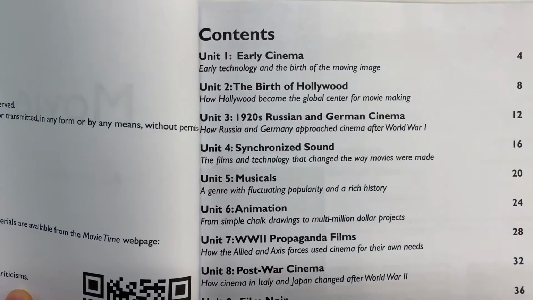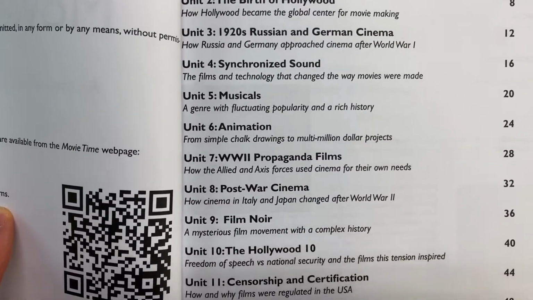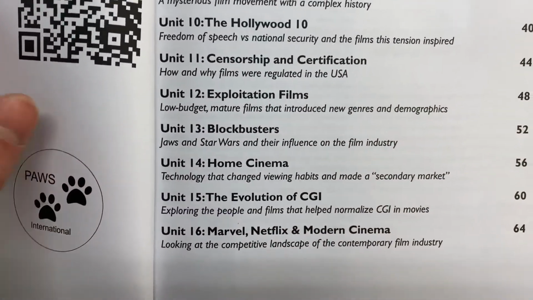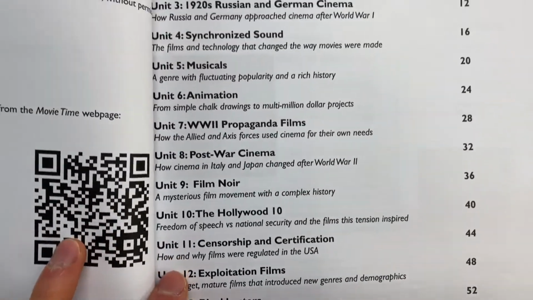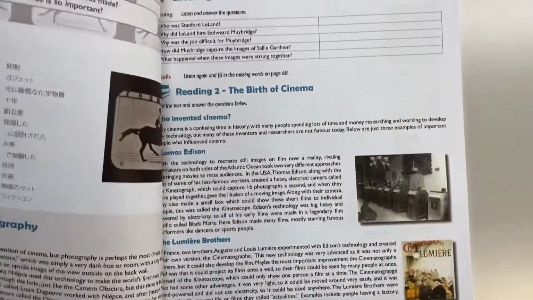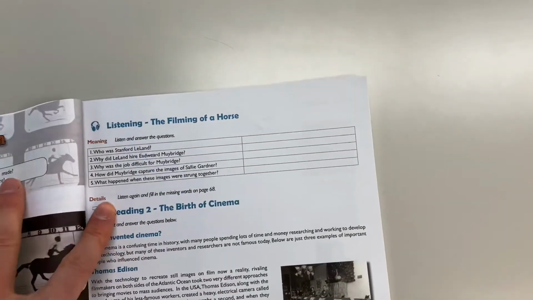So this textbook is made up of 16 units, each one covering a different period of cinema history. The idea is you can use 8 units for one 15-week term, or you can use all 16 over a year at school. Here we have the 16 units, and I'll show you one example unit today and a couple of our online resources.